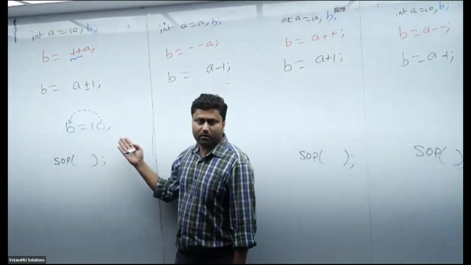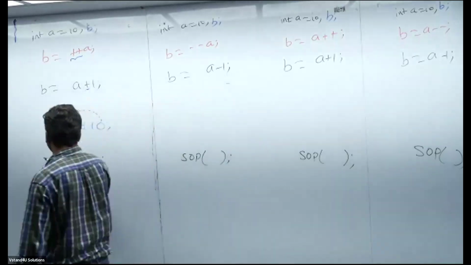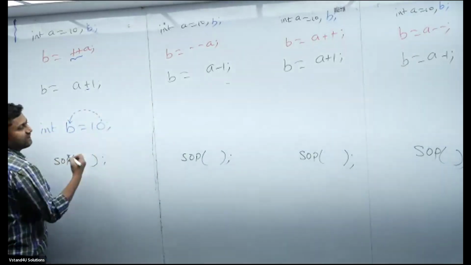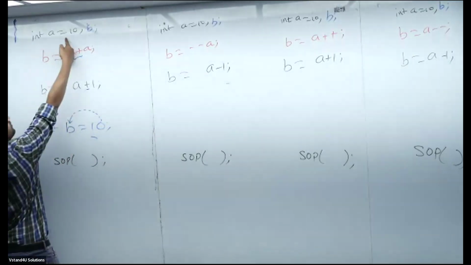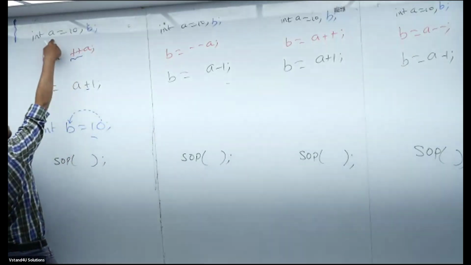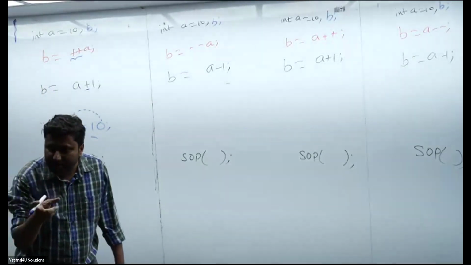B equal to 10 is what? 10 is being assigned into B. You are not getting my point. If I say int B equal to 10, what am I saying? Take the value 10, put it into B. Before, there was no value given; I'm giving the value now. Are you getting my point?